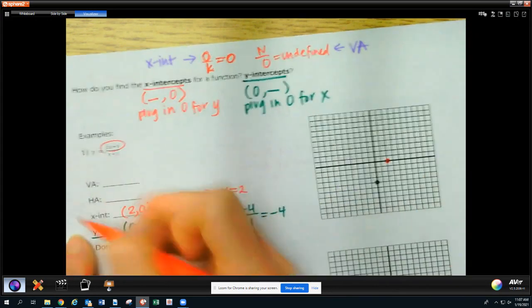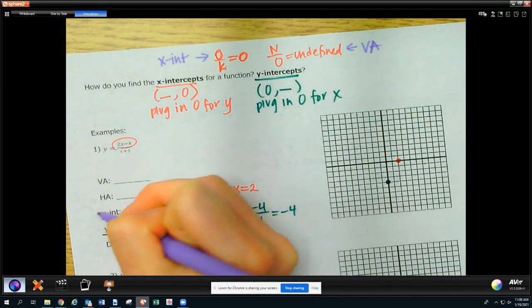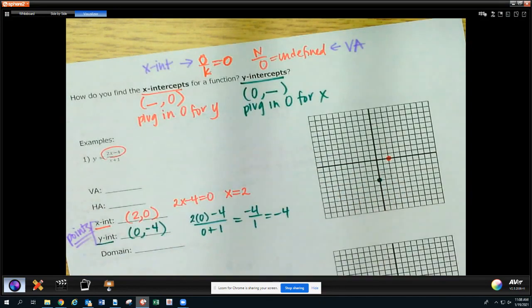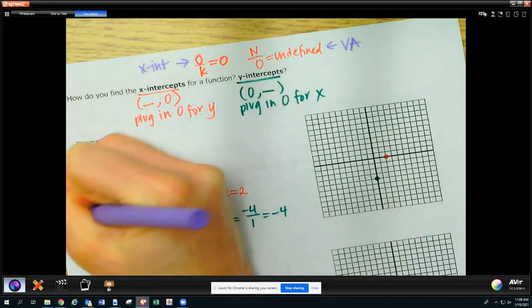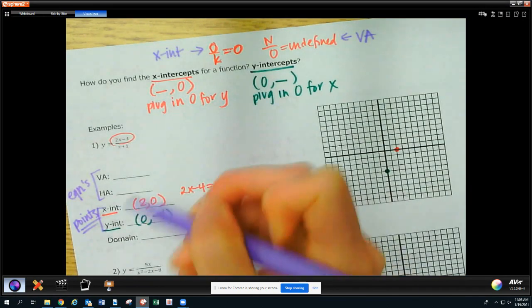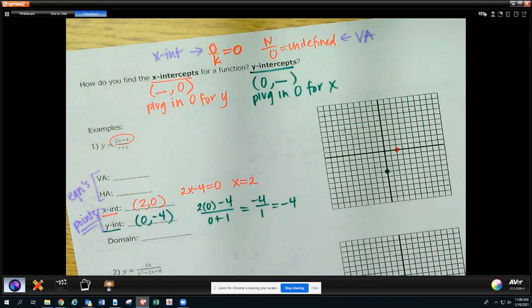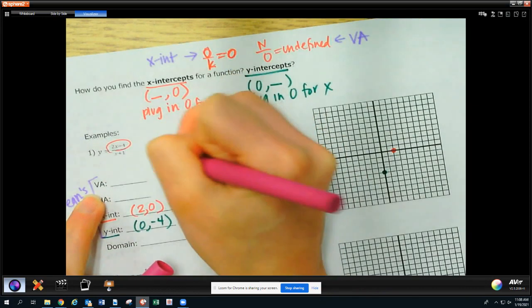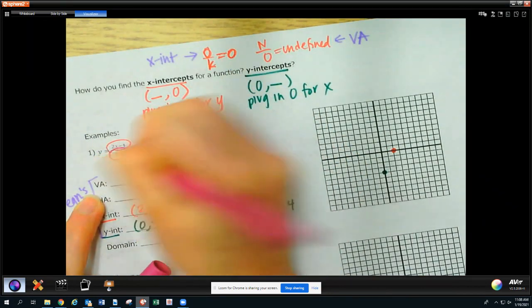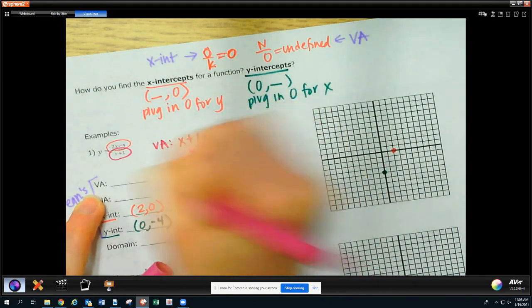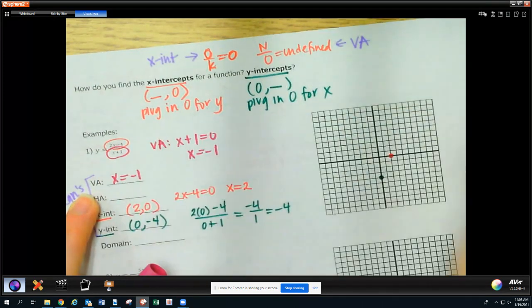X and y intercepts are points, ordered pairs. Asymptotes are equations. I'm going to write that as EQN, equations, because those are lines. And so we talked about how to find the vertical and horizontal asymptote on page 1. Vertical asymptote, you set the top equal to 0. Not the top, sorry, the bottom equal to 0. And so x equals negative 1 is our vertical asymptote.